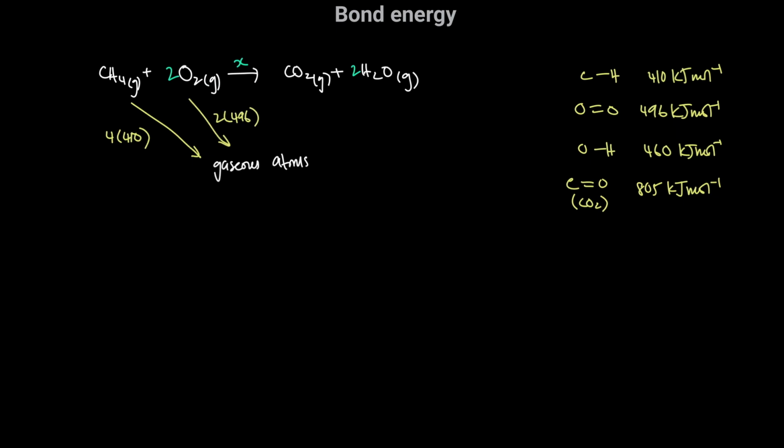So now we've broken the bonds in the reactants, and now we're going to form the bonds in the products. Here we have 1 mole of carbon dioxide. In every molecule of carbon dioxide we have 2 CO double bonds. We have 1 mole of this, so we'll have 2 moles of the CO double bond. So this will be 2 times negative 805.